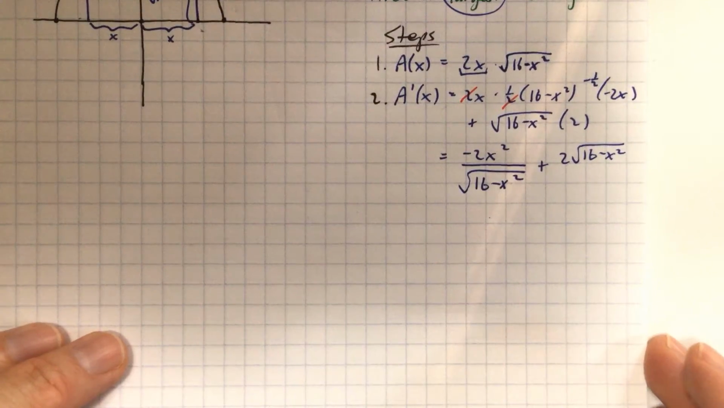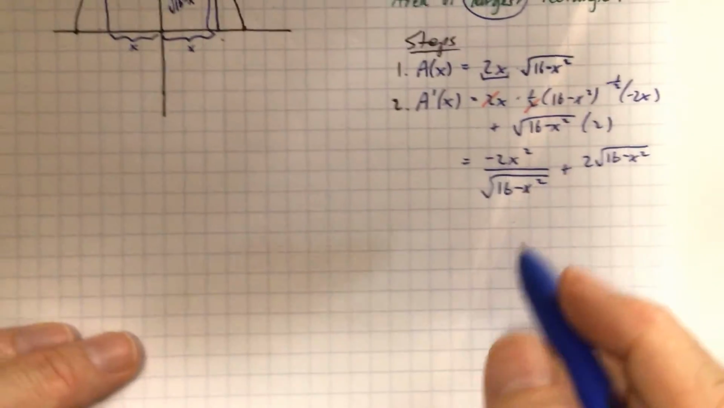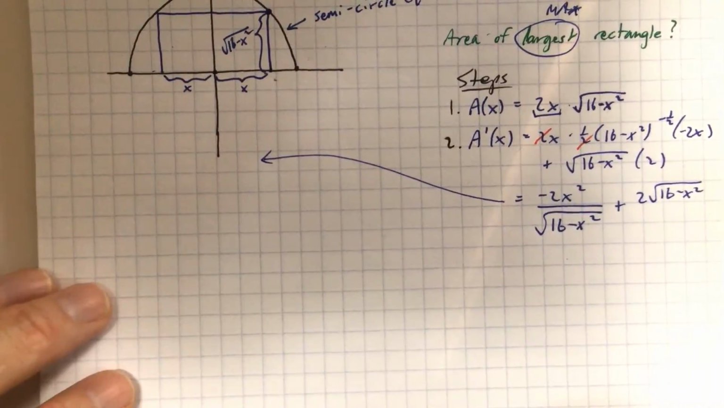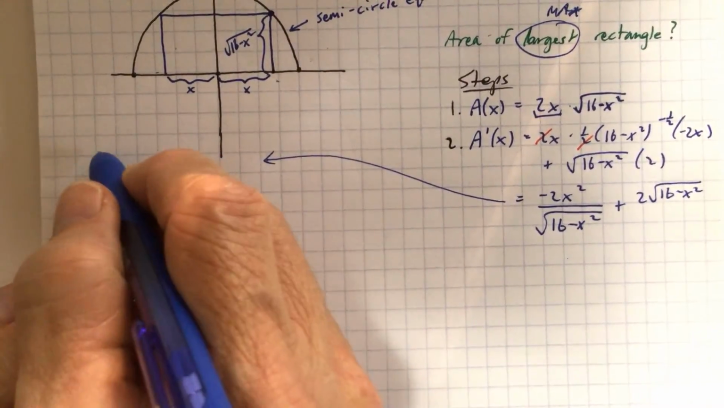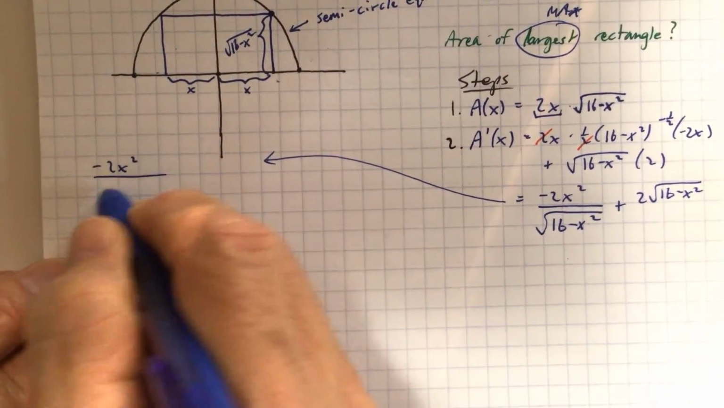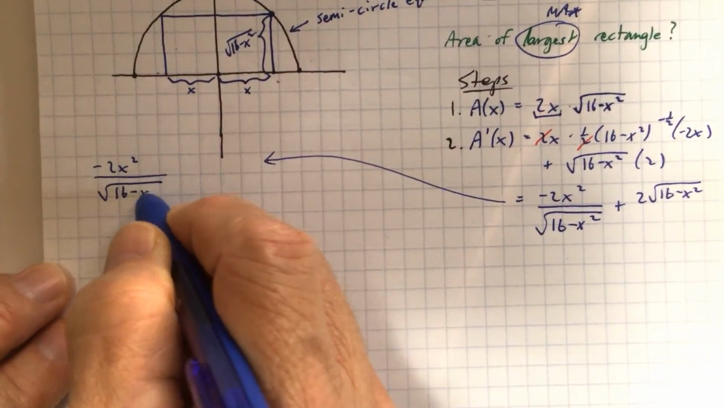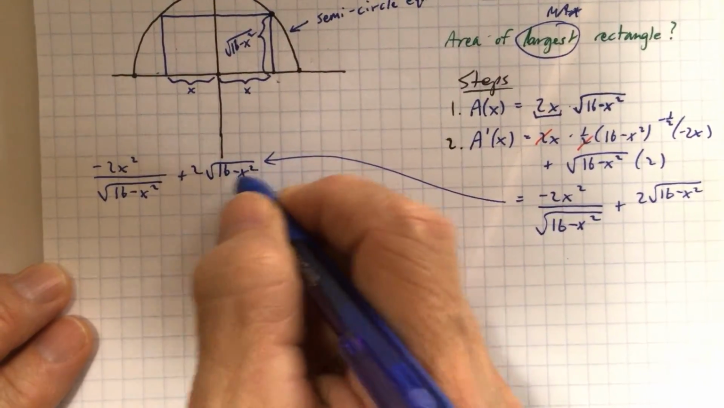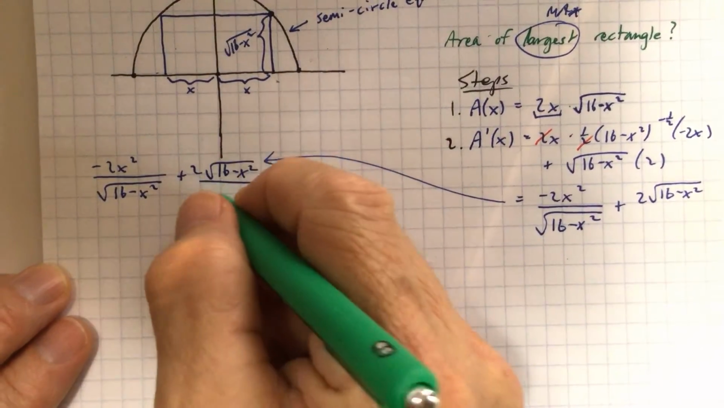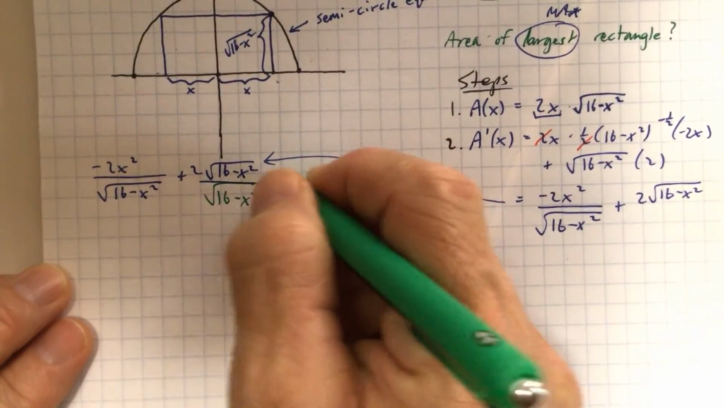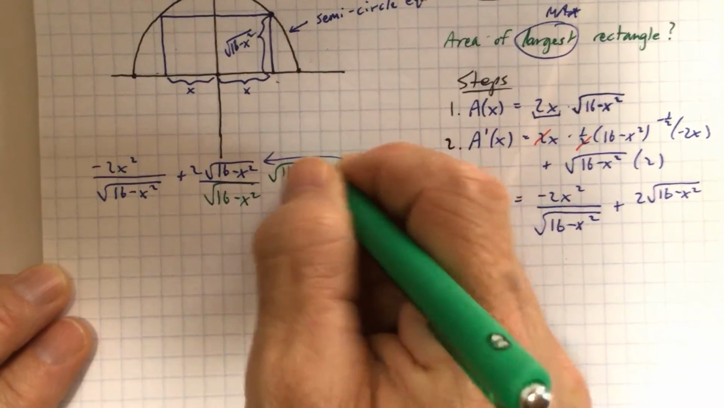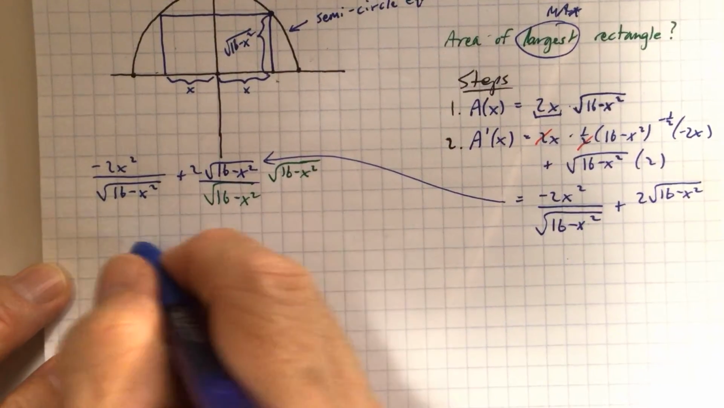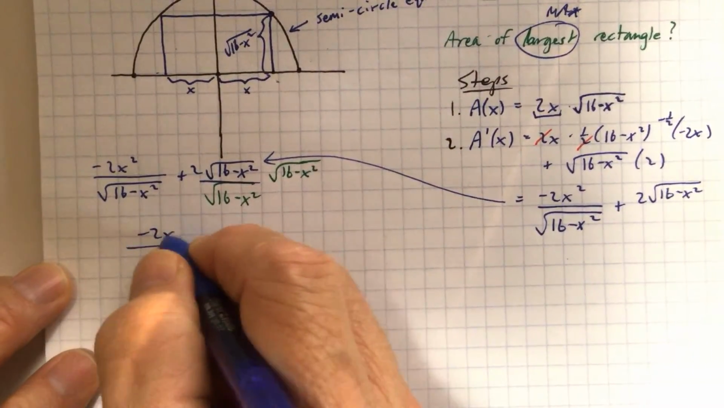What we want to do is get it down to one fraction. Let me move this all the way over here so that we can have a little bit more room. We're going to get a common denominator. So we have negative 2x squared over radical 16 minus x squared, then a plus 2 radical 16 minus x squared, and then we multiply top and bottom by radical 16 minus x squared. That is the secret to getting a common denominator and then simplifying the derivative.